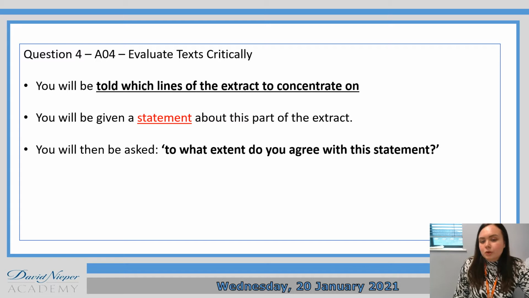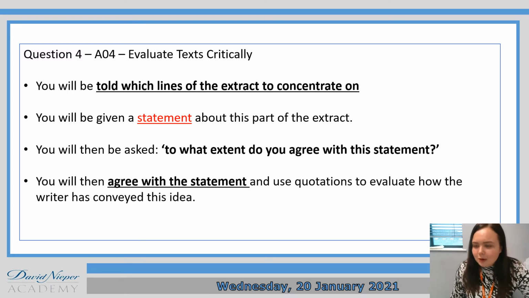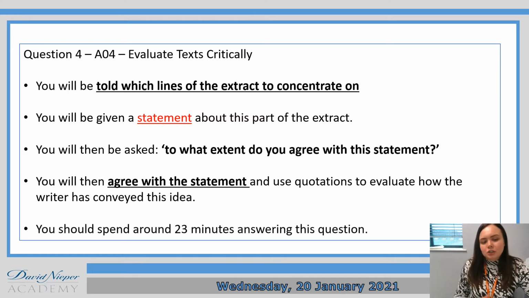You will then be asked to what extent you agree with this statement, and you know that you will agree with that statement, as I've said on many occasions, okay? And you must then find some quotations to help you prove that statement about the question. And you should spend 23 minutes answering this question. So we give you 3 minutes to have a think about which quotations you're going to use, and then 20 minutes to answer the question.